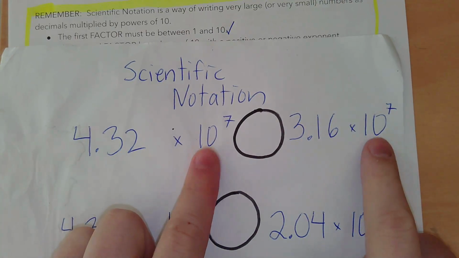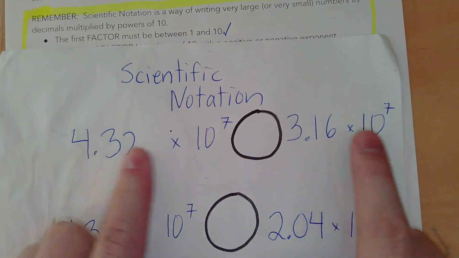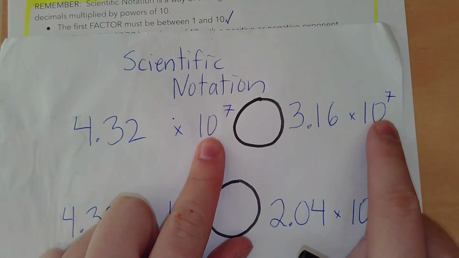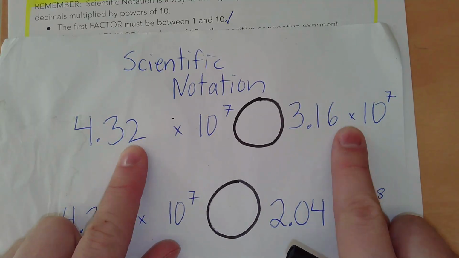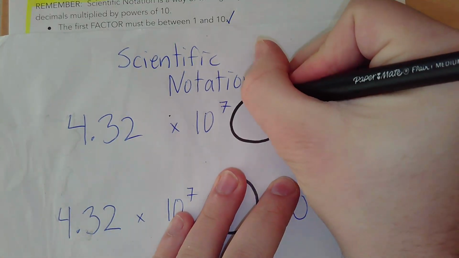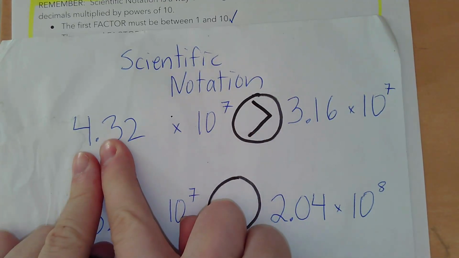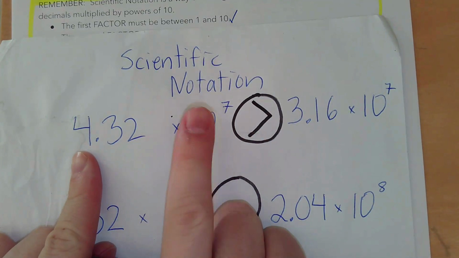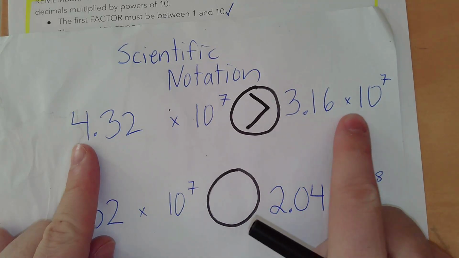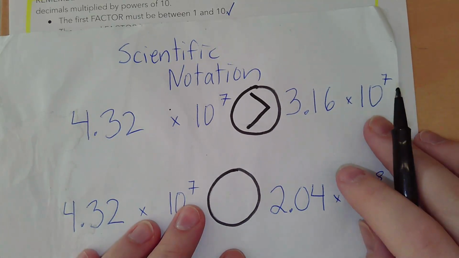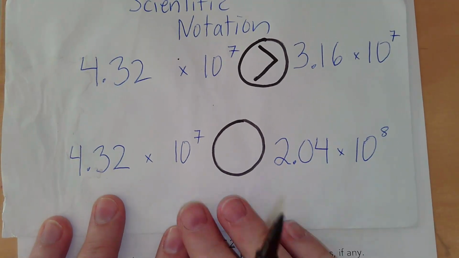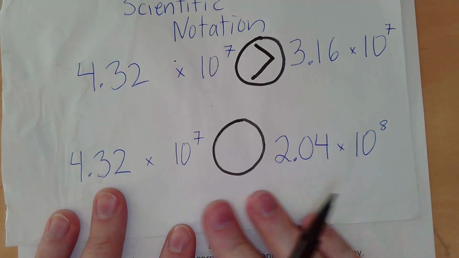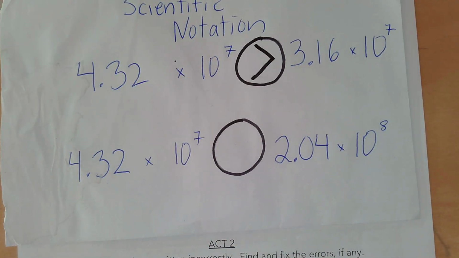As you can see, since the decimal is different, but the exponent is the same, it's very easy to tell which number is bigger. And yes, 4.32 times 10 to the 7th is much bigger than 3.16 times 10 to the 7th. Now right below that I have another example, and this is way more important, especially when it comes to the back side of your paper.